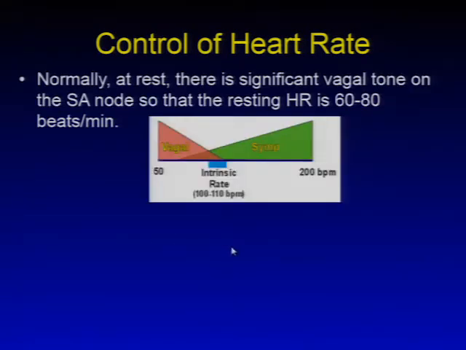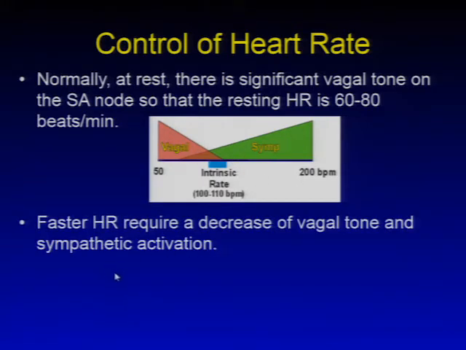Well, this diagram shows you that there's innervation from the sympathetic nervous system. So typically, the sympathetic nervous system would take the heart rate higher, but there's also vagal innervation, which typically leads to a resting heart rate in the range of 60 to 80 beats per minute. So depending on the level of stimulation, the heart rate will vary.